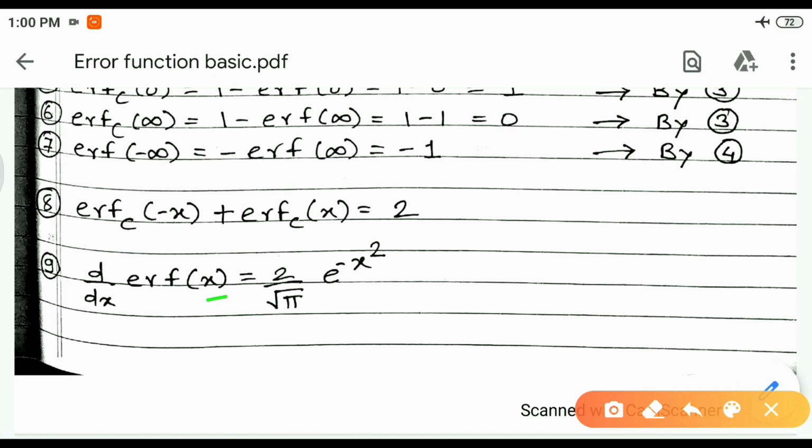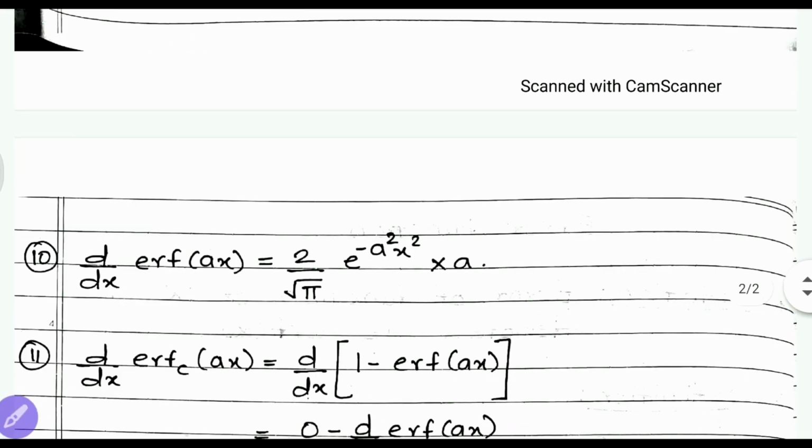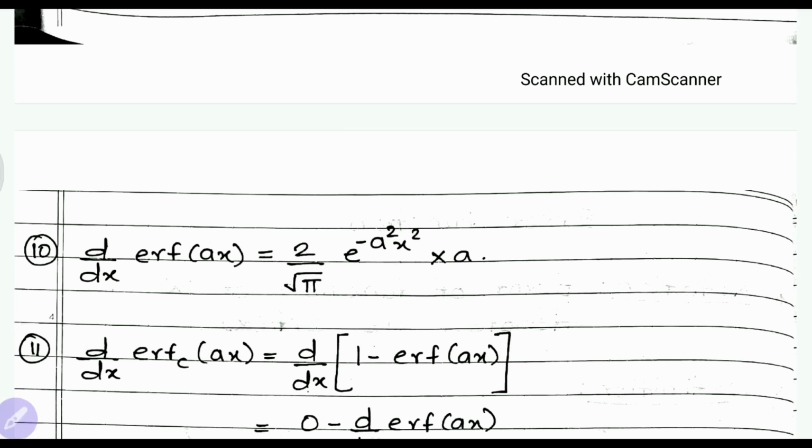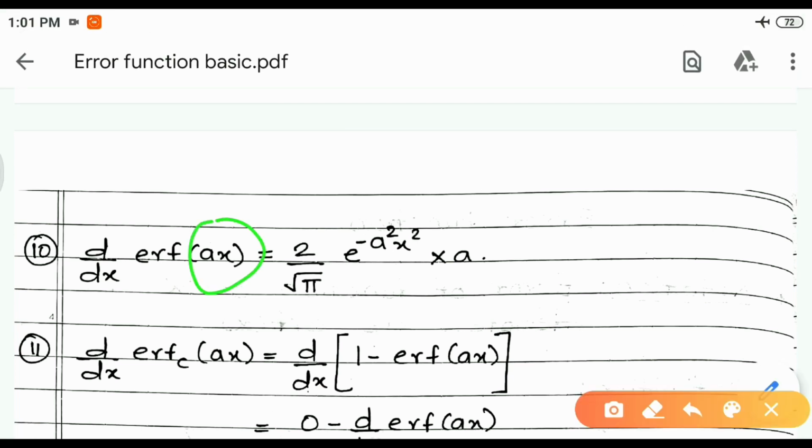Okay, let's see one more derivative. For example, if you want to find the derivative of error function of ax, what is it equal to? It will be 2 upon root pi e to the power minus the square of it, that is a square x square, into the derivative of it. That's why it will give you a.